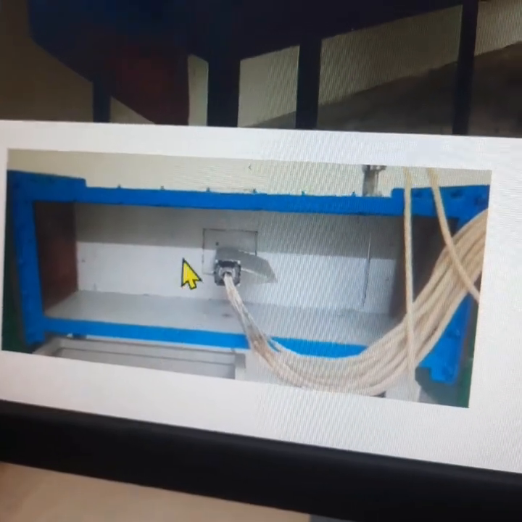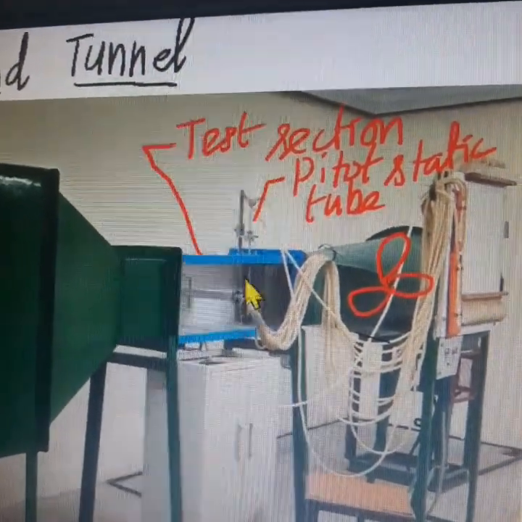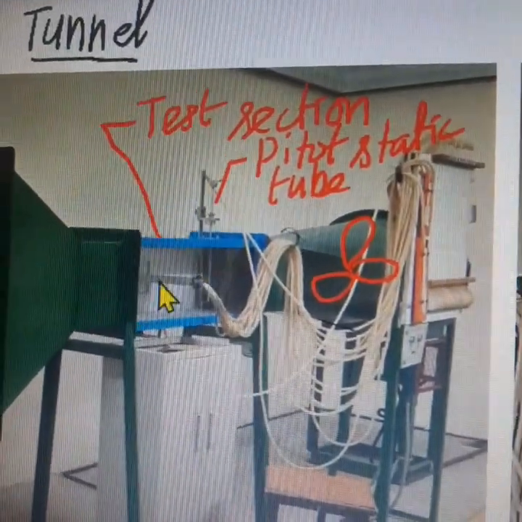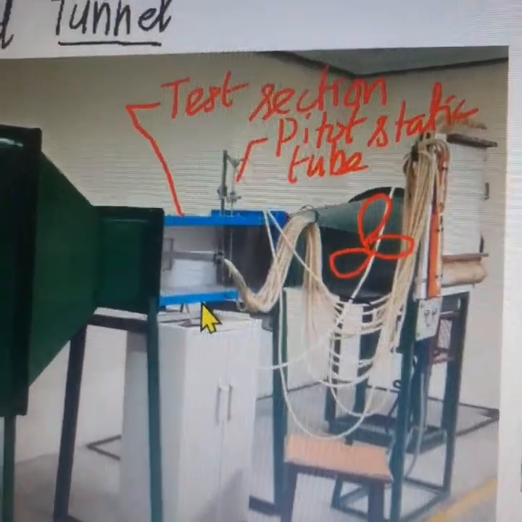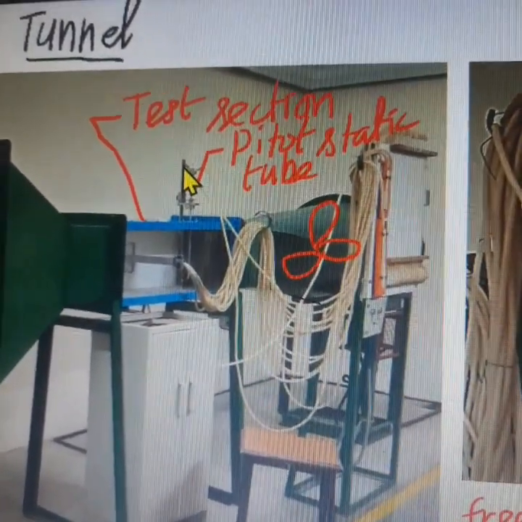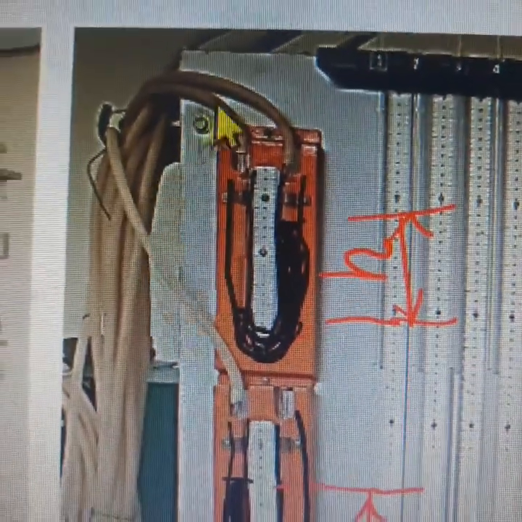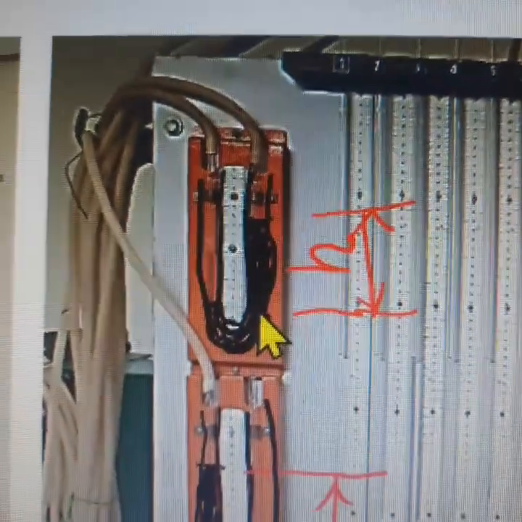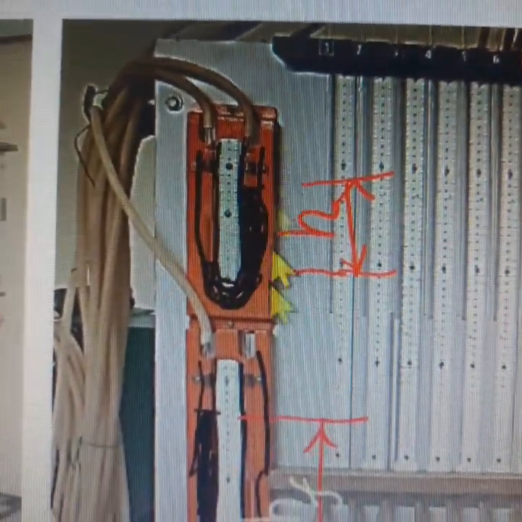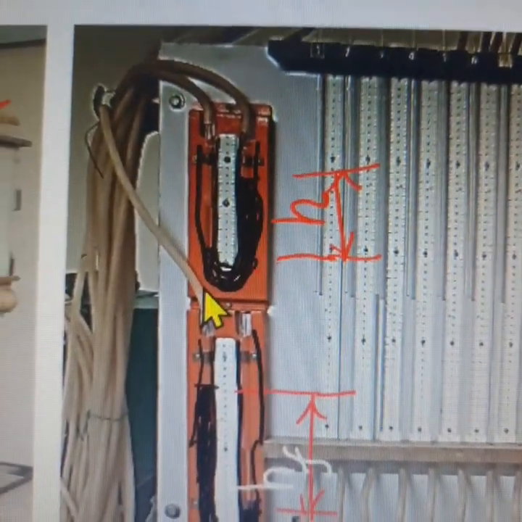To determine the velocity of air flowing over the test section, we have fitted a pitot static tube, which is shown here. The pitot static tube is recording the velocity of air flowing in the test section. The two ends of the pitot static tube are connected to a U-tube manometer as shown here. The U-tube manometer is filled with water, and the velocity is recorded using this manometer in the form of the height difference between the two water levels in the manometer.